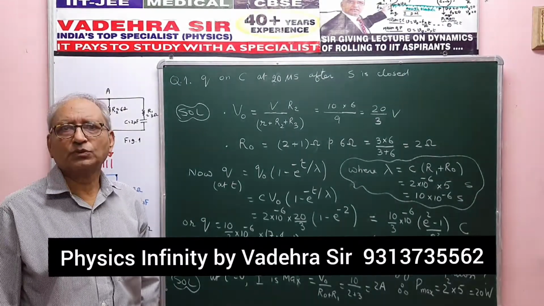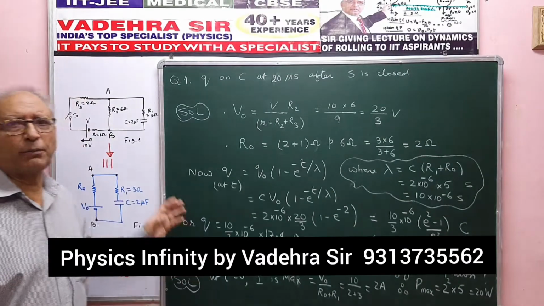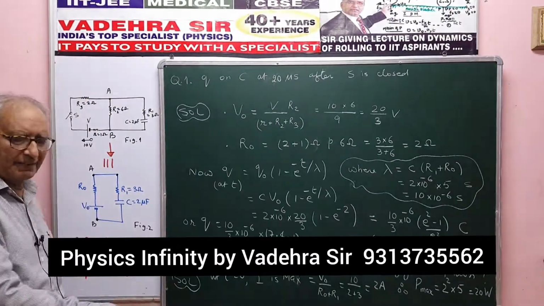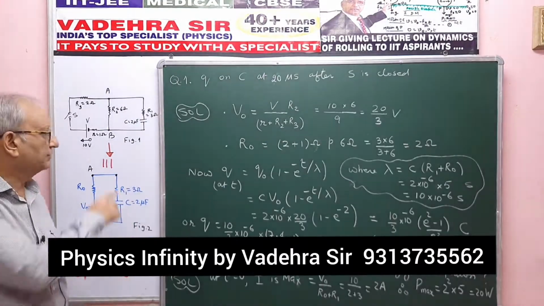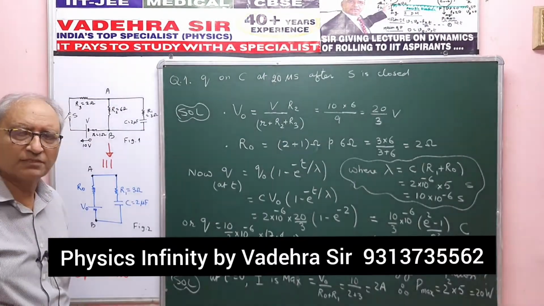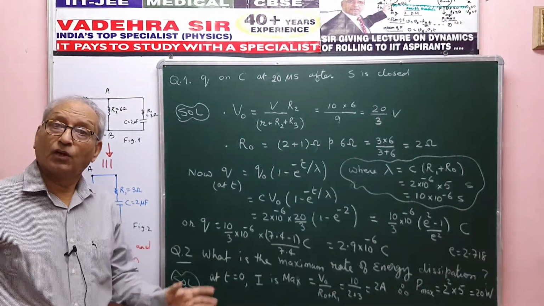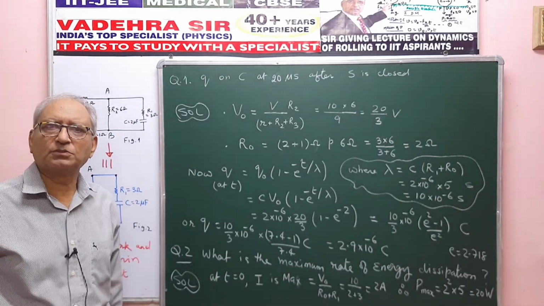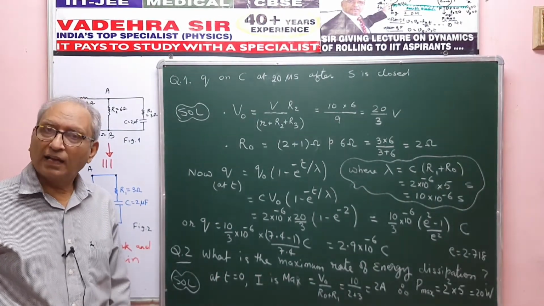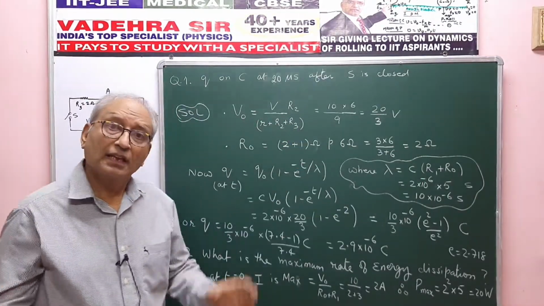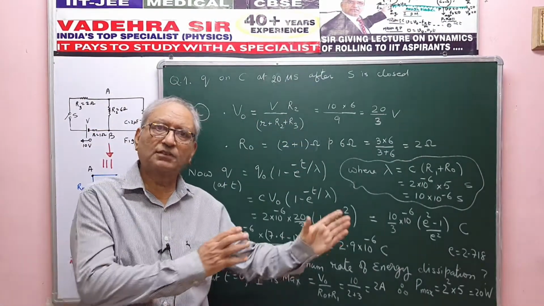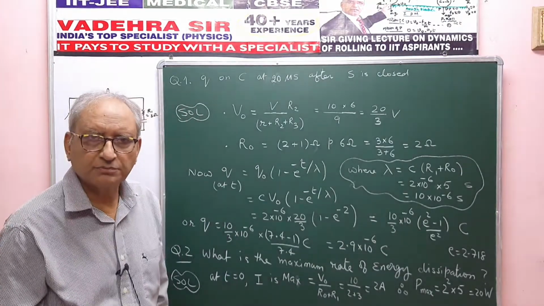And I've asked you to find the charge on the positive plate of the capacitor, because the capacitor will have two plates. The upper plate is going to be positive because that's connected to the positive of the cell. How much is going to be the charge on that plate 20 microseconds after the switch is closed? The other questions I will see after we have discussed this question.